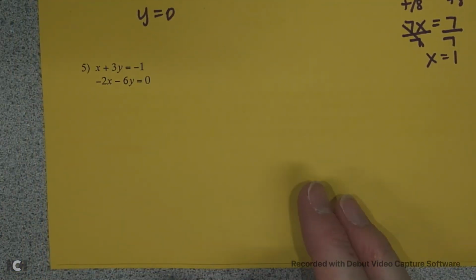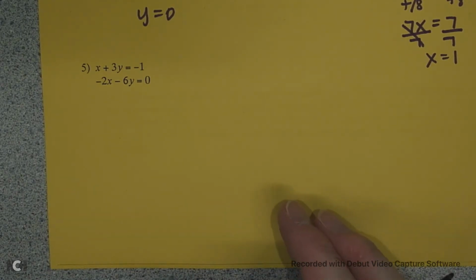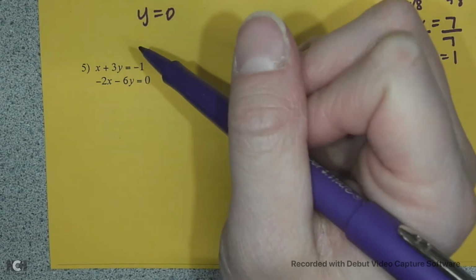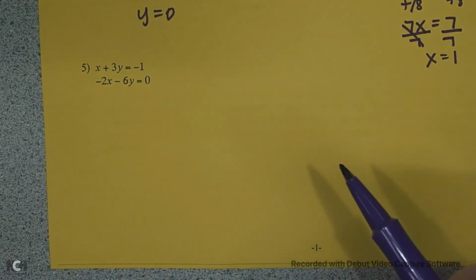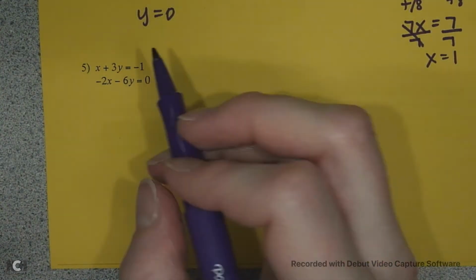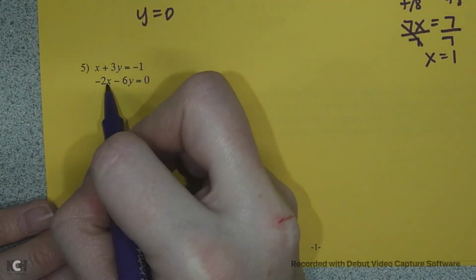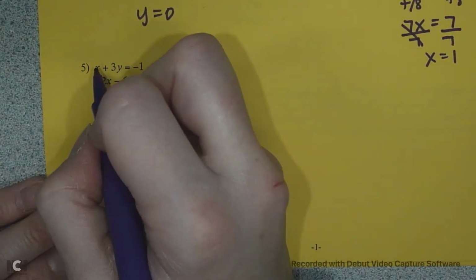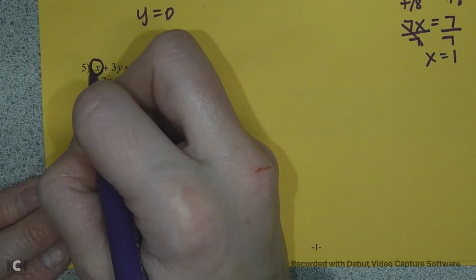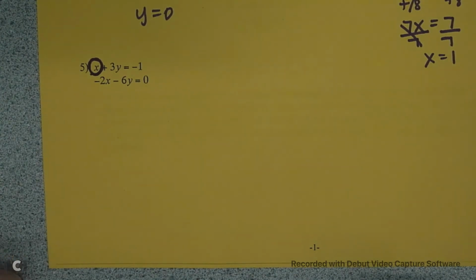Okay, one more of substitution. So this guy, remember at the very beginning, we need to get just an x by itself or just a y by itself. This guy does not have an x by itself or a y by itself. They're just like two equations all smushed together. However, I could get one of these by itself. So notice I have a 3 in front of my y and a 2 in front of my x and a 6 in front of my y. But this x is all alone.